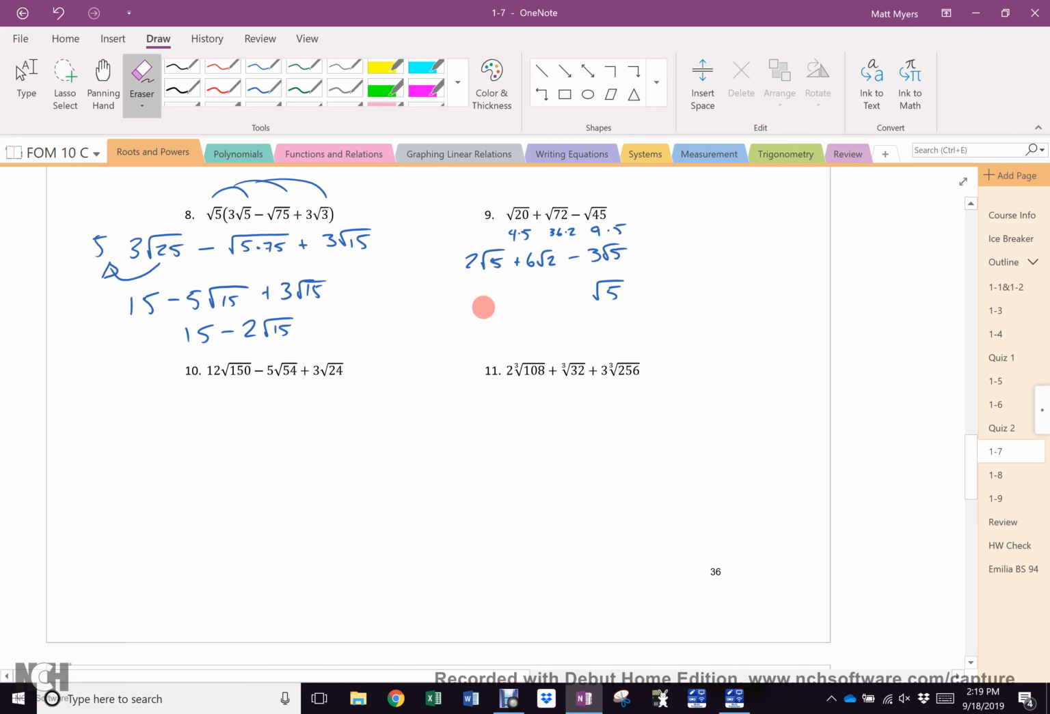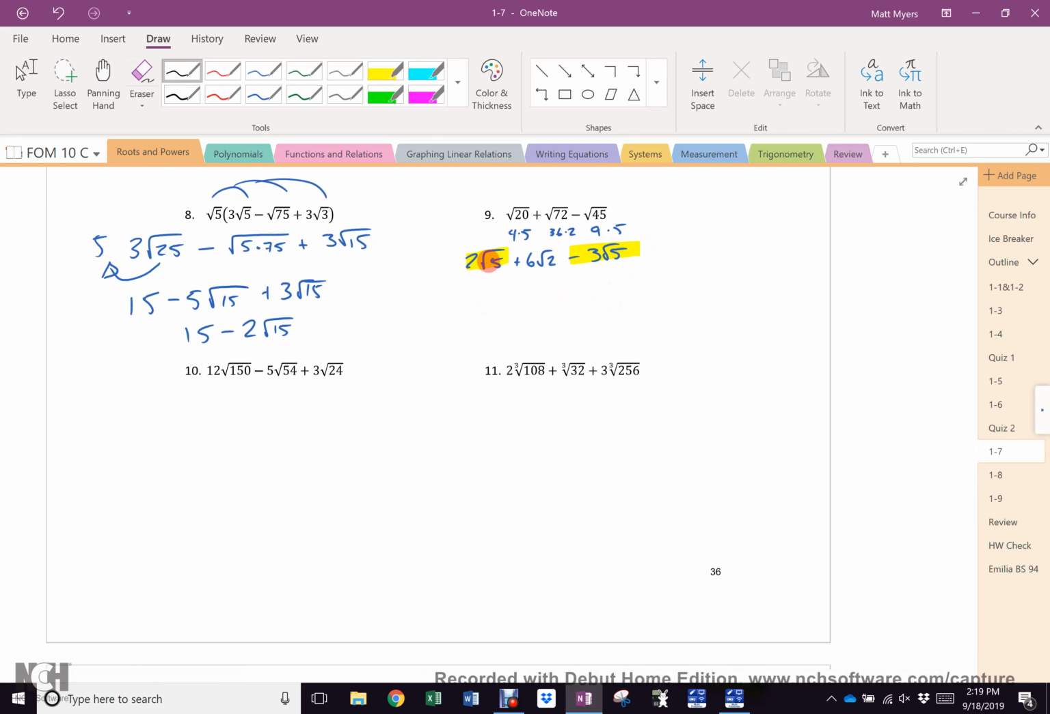Addison, can you explain it from the 2 root 5 plus 6 root 2 minus 3 root 5 again? Yes. Which of these can go together? Root 5 and root 5, right? Yeah. So I had 2 root 5s in my hand. I got 2 of them. Then I am taking away 3 of them. 1, 2, negative root 5s, because I had to go below 0. So I have 6 root 2, because I never touch the root 2s, minus 1 root 5.